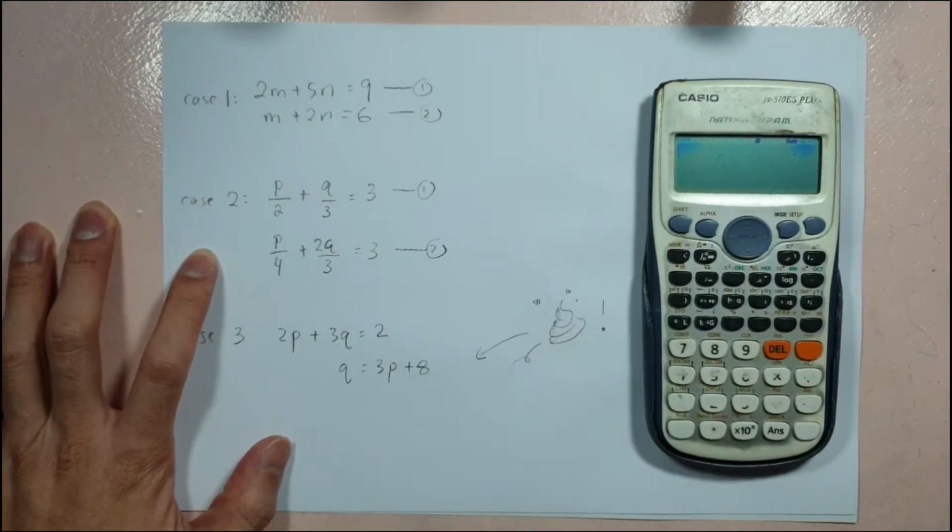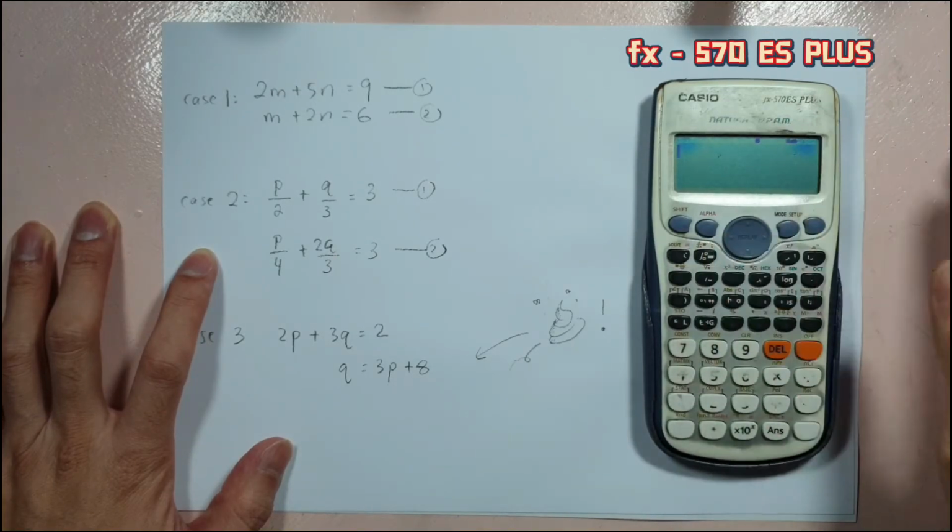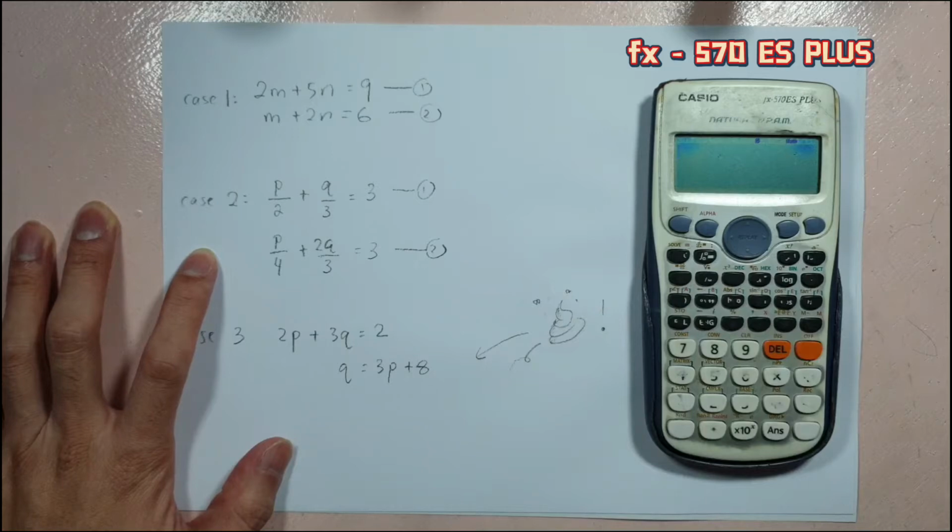First of all, we are done with the calculation for substitution and elimination. So this will be how you check your answer using the fx-570 ES Plus. I've used this calculator for so long already, so some of the buttons you can't really see. You just look at the position.